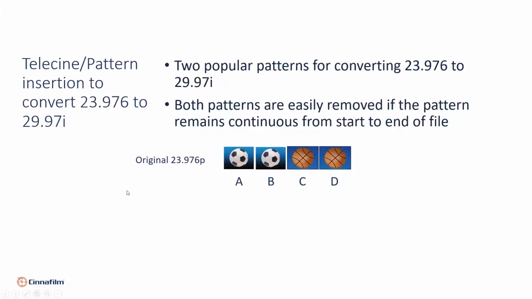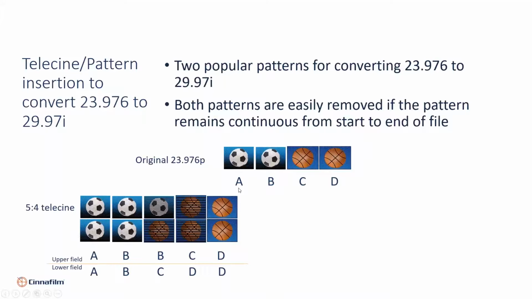Well, what's the pattern? Here I have 4 frames. This is the original 23976p. It's frame A, frame B, frame C, and frame D. Now, one of the popular patterns is a 5:4 ratio telecine. It's also known as 3:2 or 2:3 pull down, affectionately amongst people that do video engineering. And what we're going to do is take these progressive images right here, and turn them into an interlace stream. And we're going to do that by manipulating the pattern.